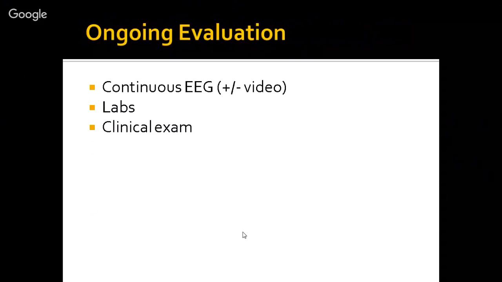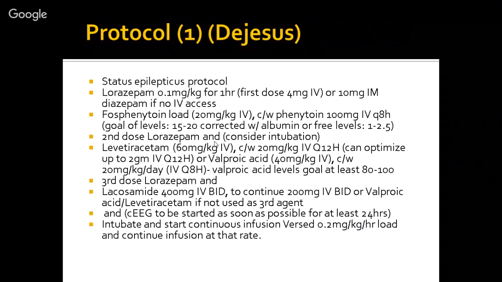Okay, ongoing evaluation: continuous EEG, labs, and clinical exam. And the clinical exam, if this patient's really in status, is not going to be much of an exam, but it will give you some clues as to whether one hemisphere is driving, and sometimes, if it's not subclinical status, you can tell that the seizures are ongoing. So that's helpful sometimes.